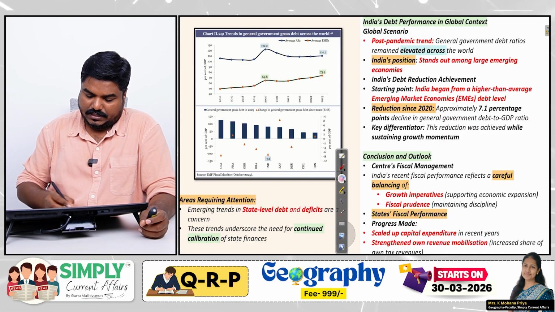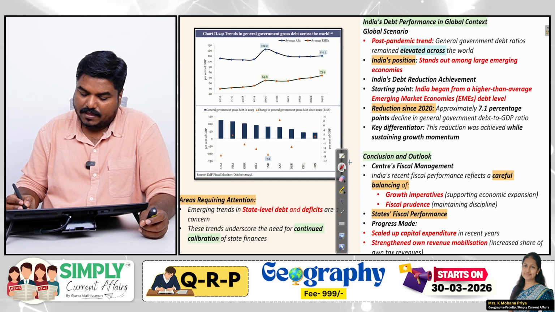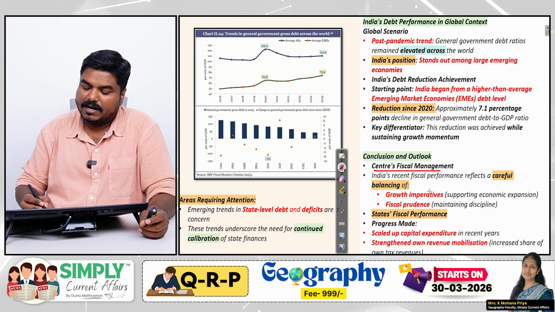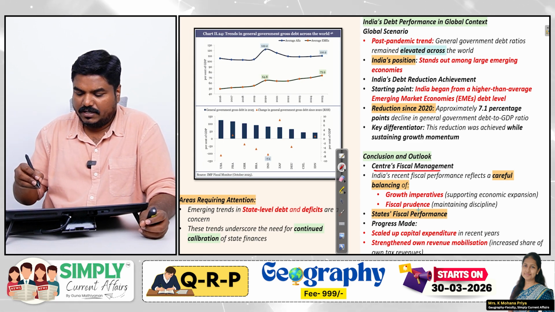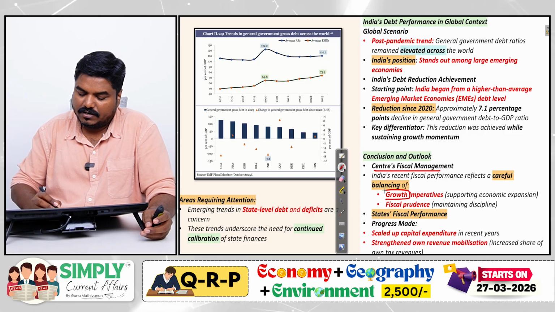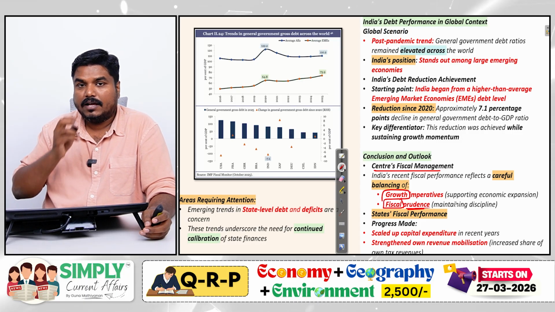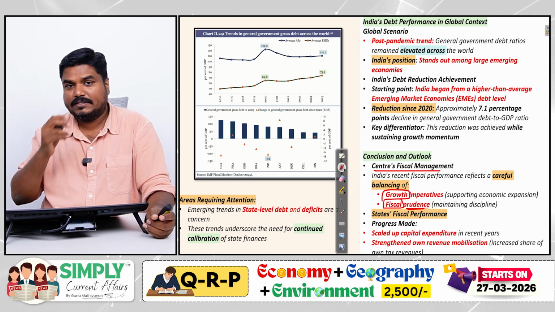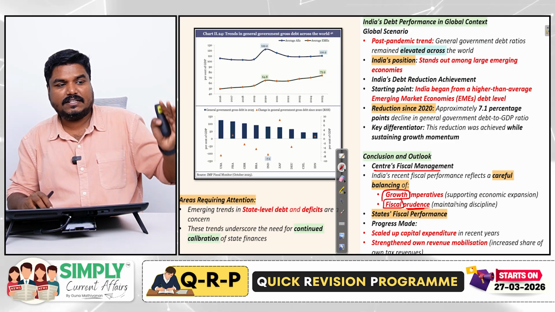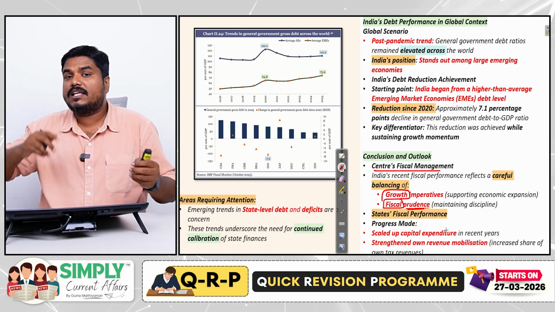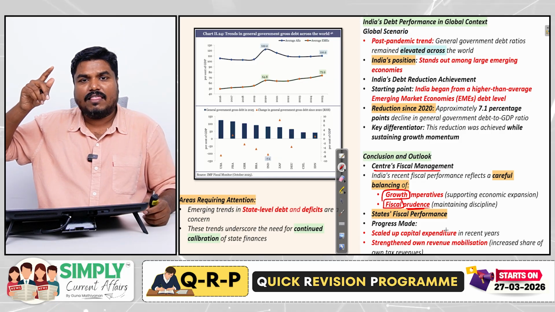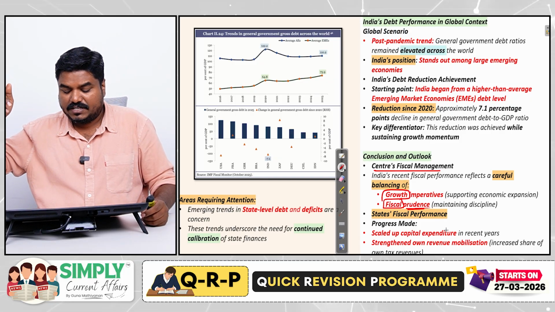So what is the conclusion? With respect to central fiscal management, the central government, as per the survey, is focusing on growth. At the same time, they are consolidating the deficits. One side they are reducing revenue expenditure and reducing deficit, another side they are increasing capital expenditure, and increasing effective capital expenditure.